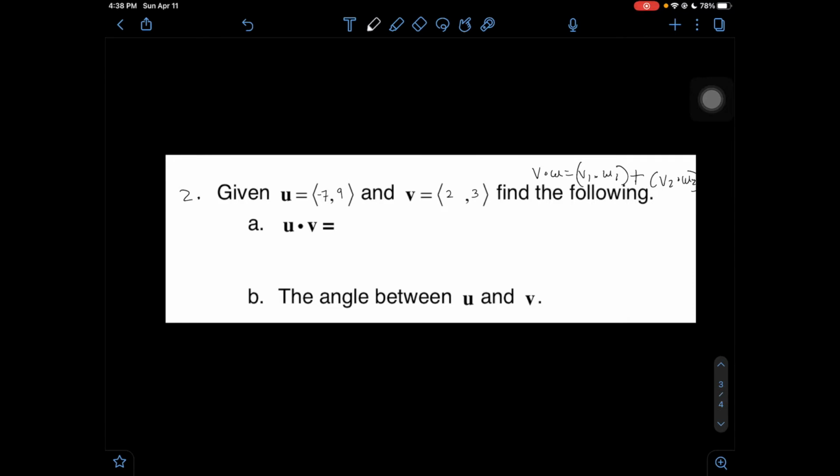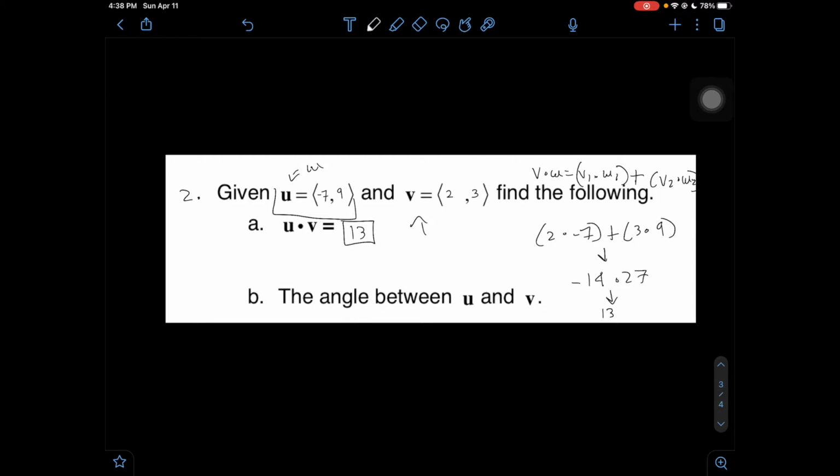So we said v is v, so we have 2, and we said the 1 is our x value. So we have 2 times our w1, we said w is going to be u, times -7, plus v2, which is our y value for our v coordinate point, which is 3, times w2, which is the y coordinate for our u coordinate point, which is 9. So 2 times -7 is -14, plus 3 times 9, which is 27. 27 plus -14 is 13. So we know u times v equals 13.